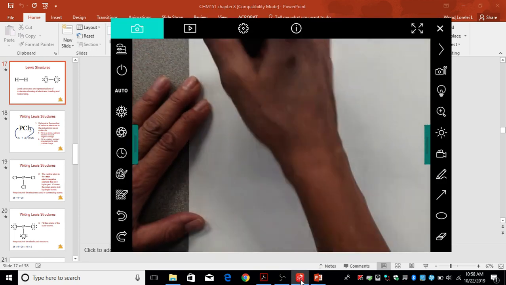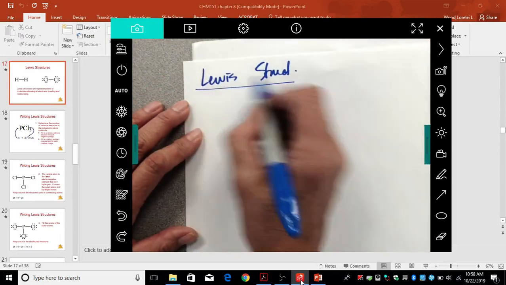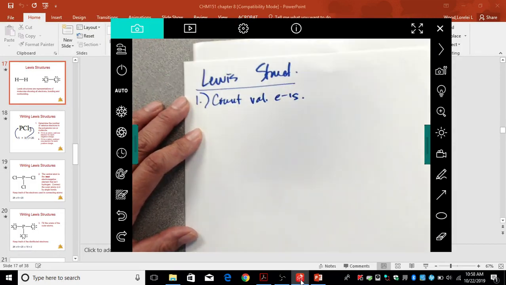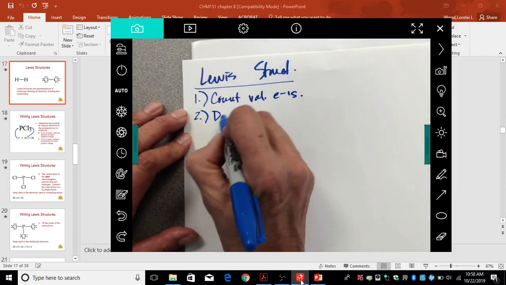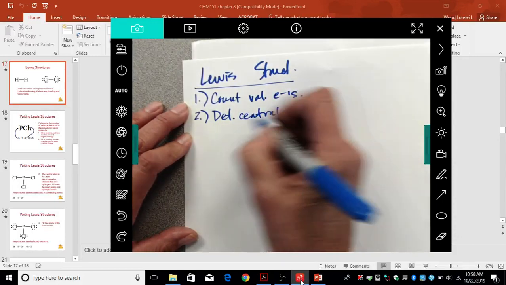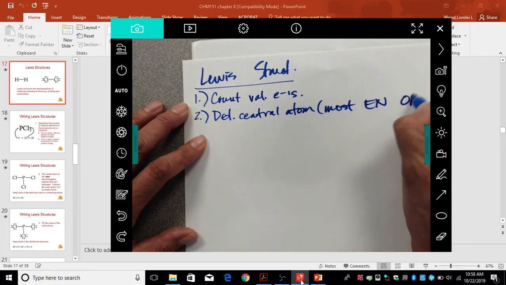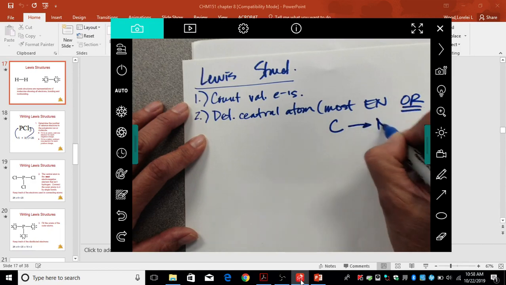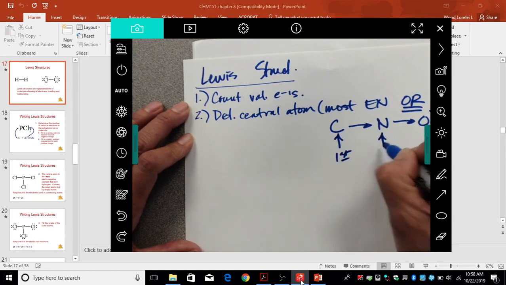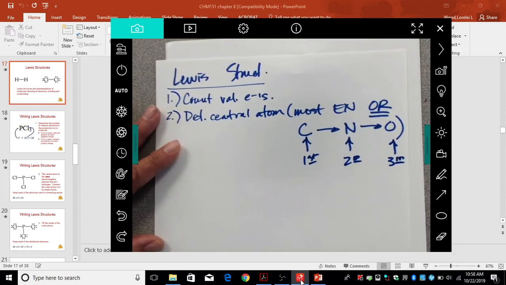All right. So Lewis structures. I'm going to use the rules here, and then we're going to go through the rules. Number 1, count valence electrons. I'm going to abbreviate a lot of the rules. Number 2, determine the central atom. It's either the least electronegative, or generally it's in this order: carbon, nitrogen, and then oxygen. So that's the first most likely, that's the second most likely, that's the third most likely to be the central atom: carbon, nitrogen, or oxygen.